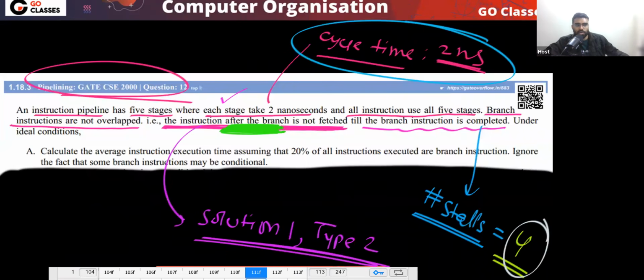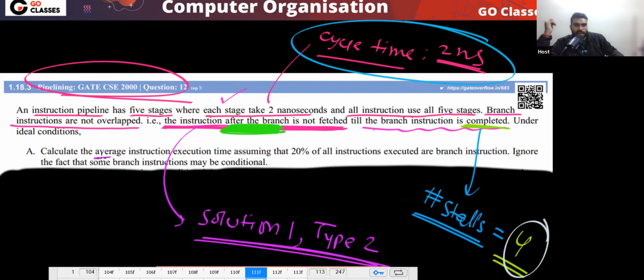Okay. Because you can always calculate like this. Instruction is completed, so your branch is resolved in the last stage. You can understand it like this: branch instruction is completed means in the last stage, in the 5th stage, your branch is resolved. So now you tell me the answer for this question.